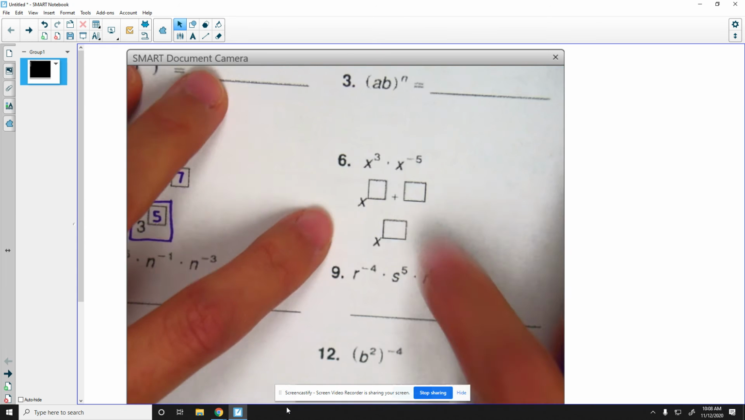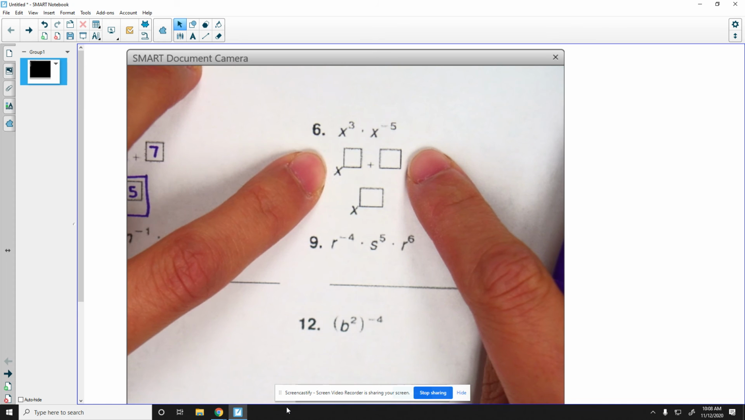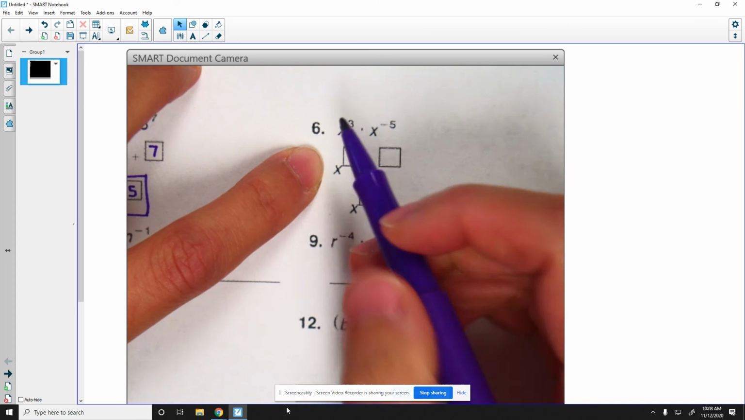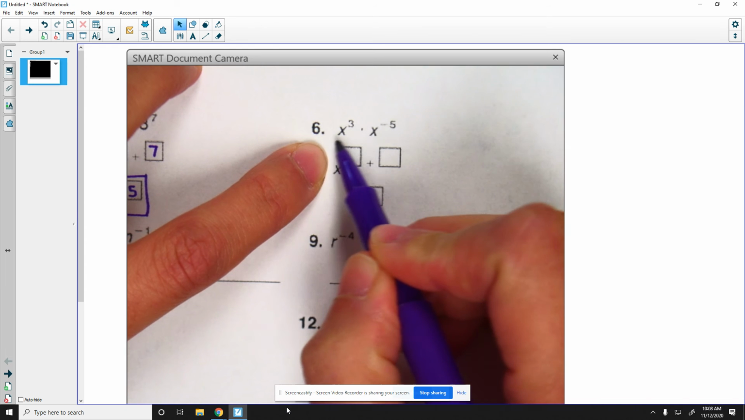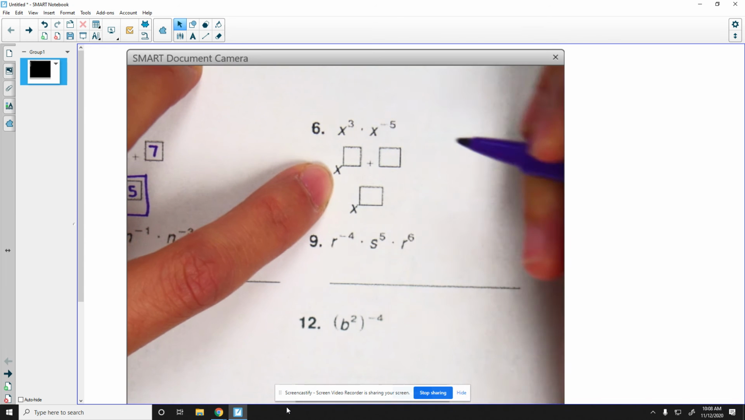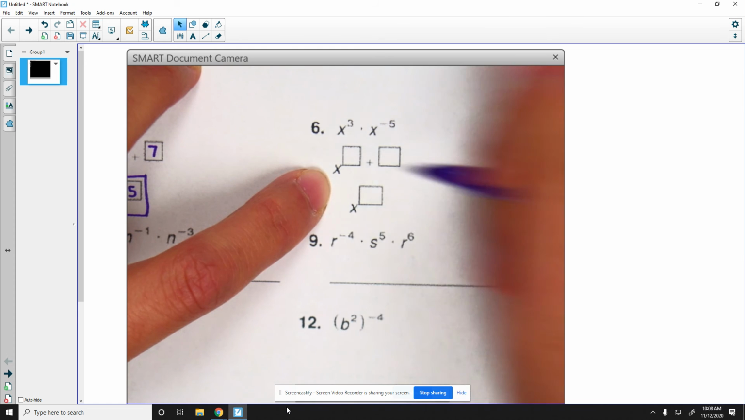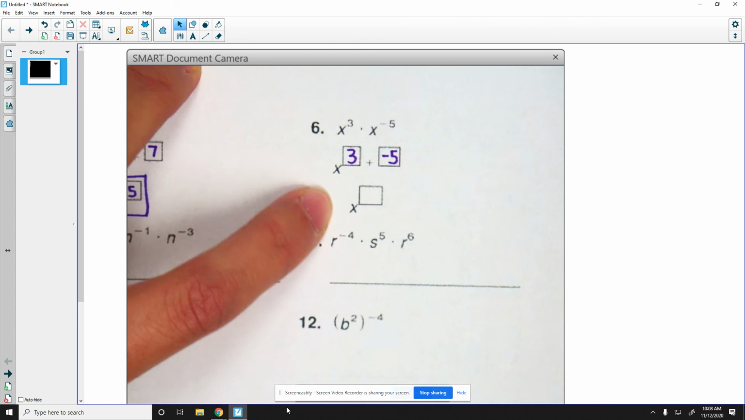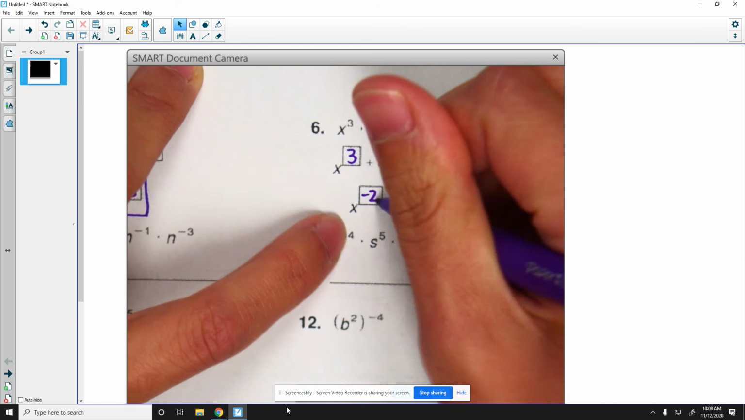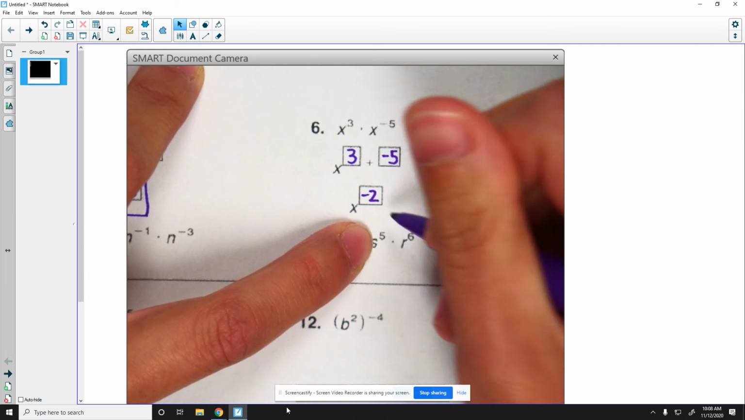So now let's do it with variables. I can't just type my answers in my calculator because now I have letters, but that's okay. I have the same base, x and x. So if I have the same base, the trick is I add my exponents. So I'm adding what plus what? 3 and -5, so I end up getting -2. That's not my final answer.